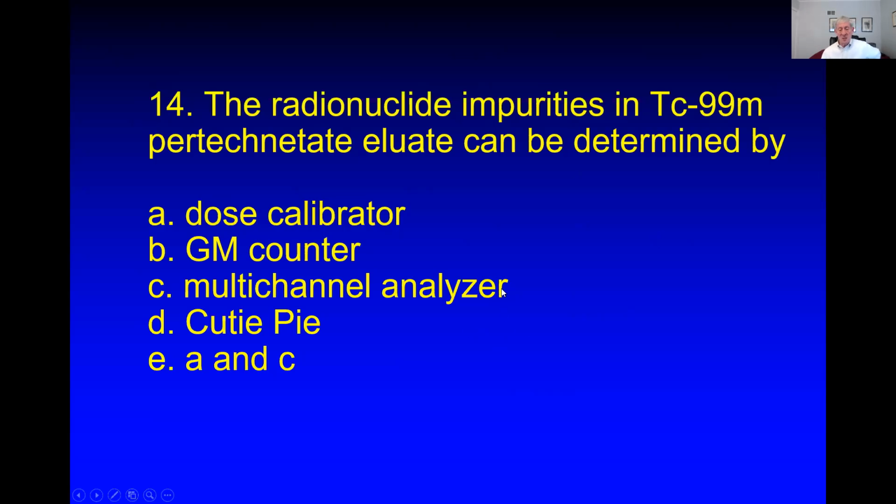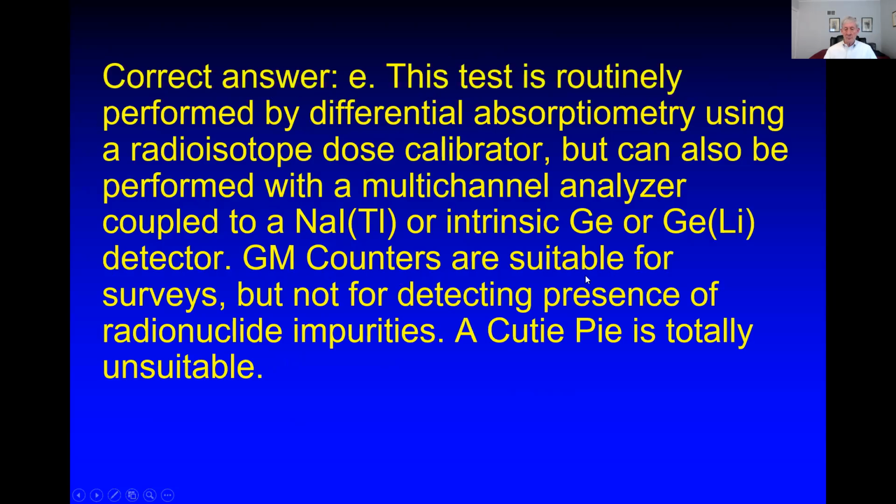Problem here is that the MCA is a very expensive piece of equipment, $30,000 or $40,000, and the crystal in it only works properly at liquid nitrogen temperature. And nitrogen tends to boil off pretty rapidly, so one has to constantly replenish the nitrogen. In other words, it's a pain in the neck to do it, but when you need a high resolution gamma ray spectrum, that's your only real choice. So A and C are possible ways to do it, and therefore choice E is the correct answer.